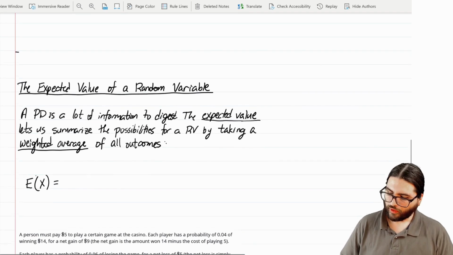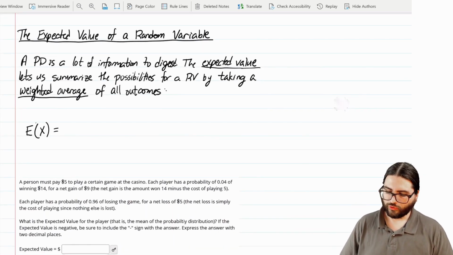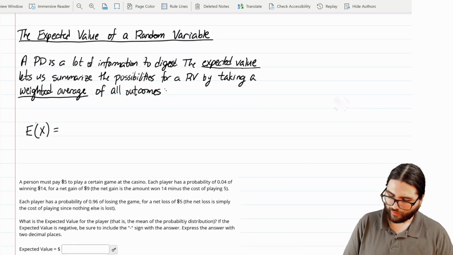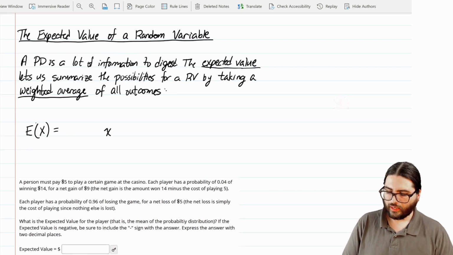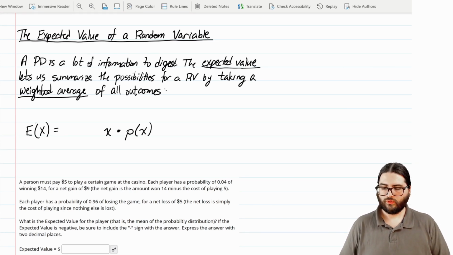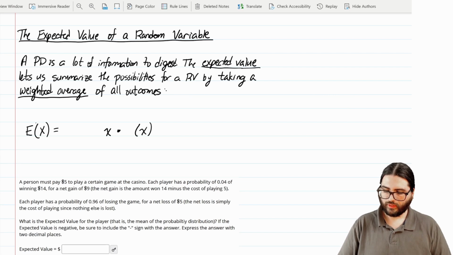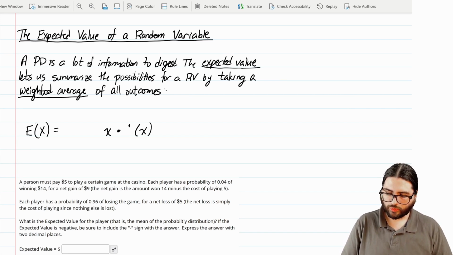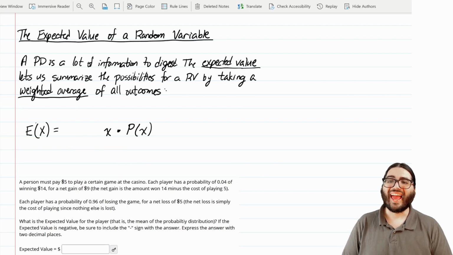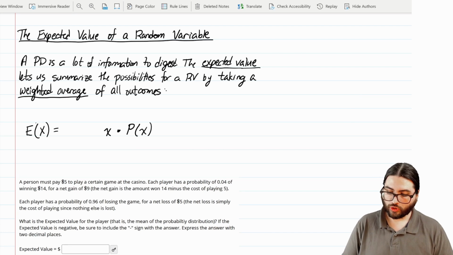And so in my formula, what you'll see is I'm going to take every outcome, call it little x, I'm going to multiply it times the probability that that outcome occurs. Probability. I'll do a capital P since that's what I did on the previous table. And I need to add all of these things together. I'm going to use a special symbol to show that.